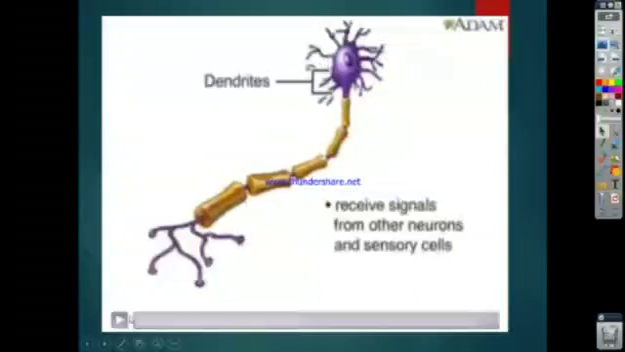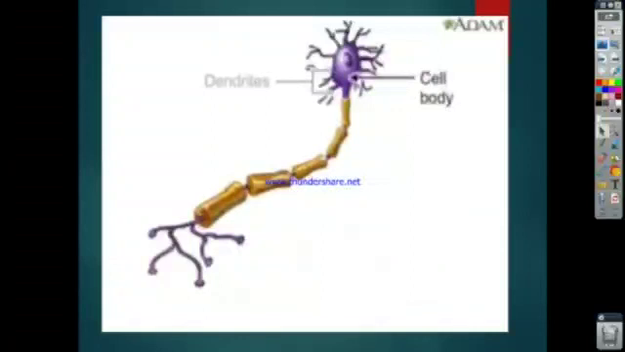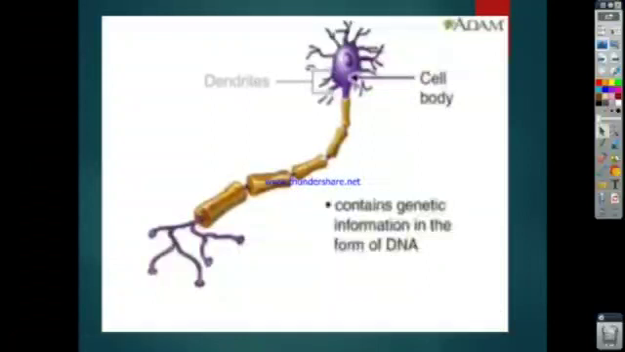The cell body is a large region in the neuron center. It has a nucleus and cell organelles. It contains genetic information in the form of DNA.